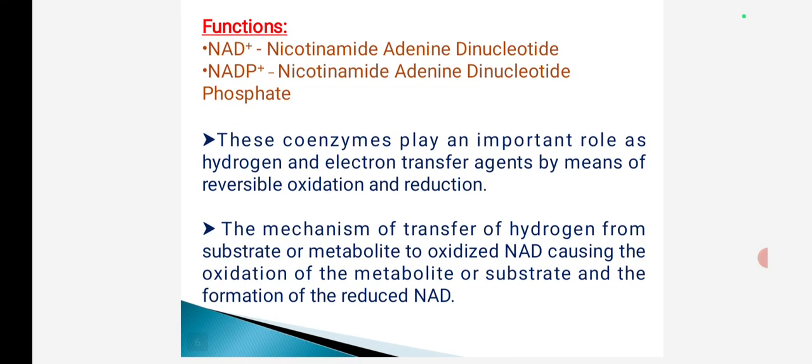The functions of NAD, NADP plus. NAD, nicotinamide adenine dinucleotide, NADP, nicotinamide adenine dinucleotide phosphate. These coenzymes play an important role as hydrogen and electron transfer agents by means of reversible oxidation and reduction. The mechanism is the transfer of hydrogen from substrate or metabolite to oxidized NAD, causing the oxidation of the metabolite or substrate and the formation of the reduced NADH.